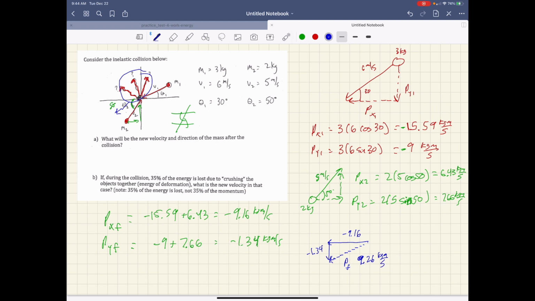It's asking for the new velocity in the direction. Okay, so it is a combined mass. So 9.26 has to equal the combined mass, which is 3 plus 2, times VF. 1.85.